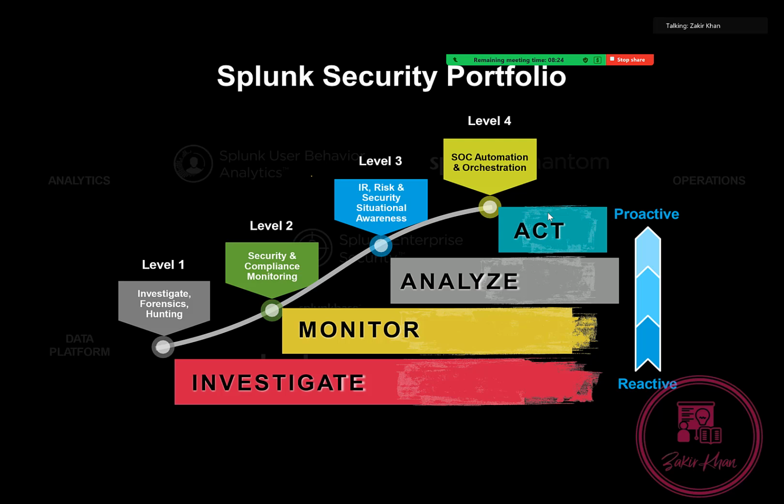With the Splunk security portfolio, like Splunk Enterprise Security, we can investigate, monitor, analyze, and act on the data. In level 1, you can do investigation and forensic hunting. Level 2 is used for security and compliance monitoring. Level 3 is used for incident response, risk and security, and situational awareness. For level 4, the act stage, you can do SOC automation and orchestration. So you can work from reactive to proactive.